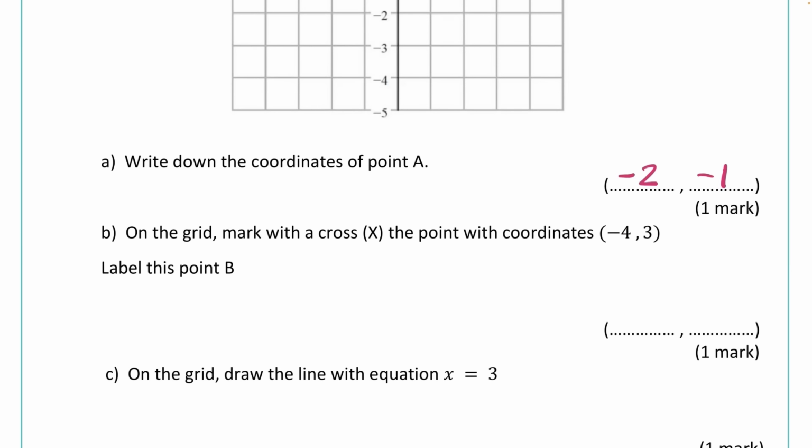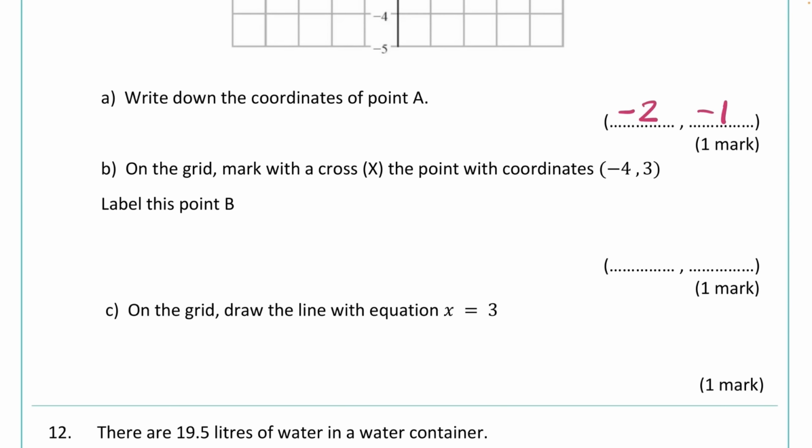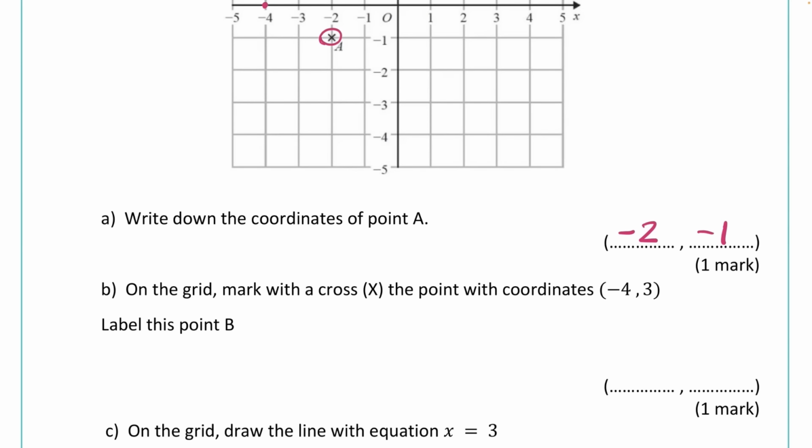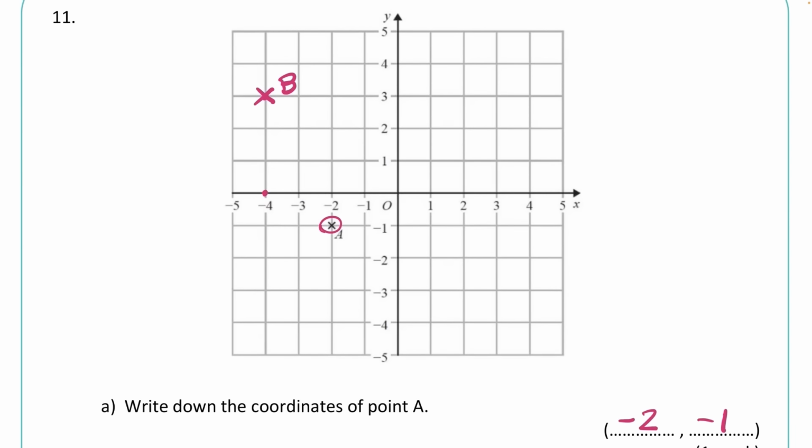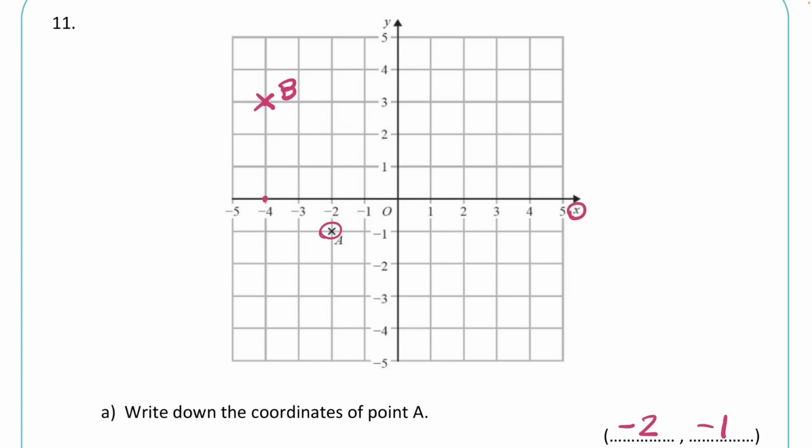Next one. On the grid, draw the line with equation x is equal to 3. We could have any type of equation here. We could have an x equals or y equals, and they could be negative as well. So this one is x is equal to +3. So all we do is we look for the x-axis, which is here, of course, it's labelled. We find 3, which is just here, and we draw a line through that number.